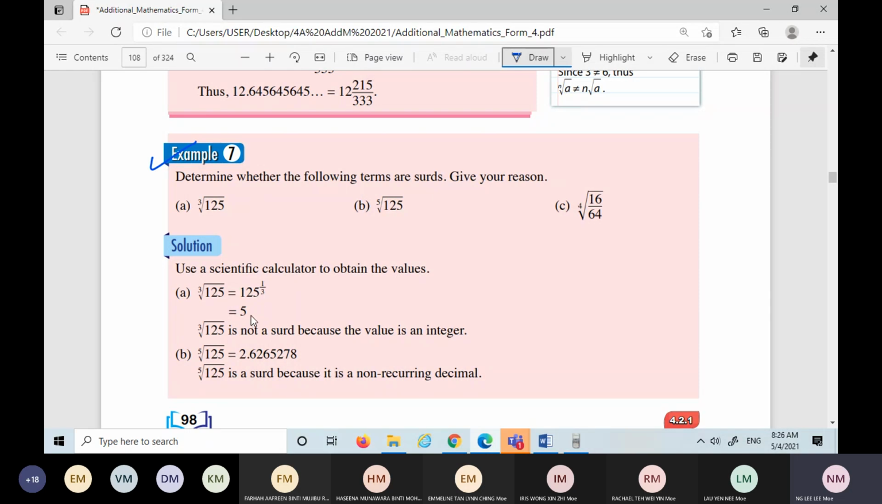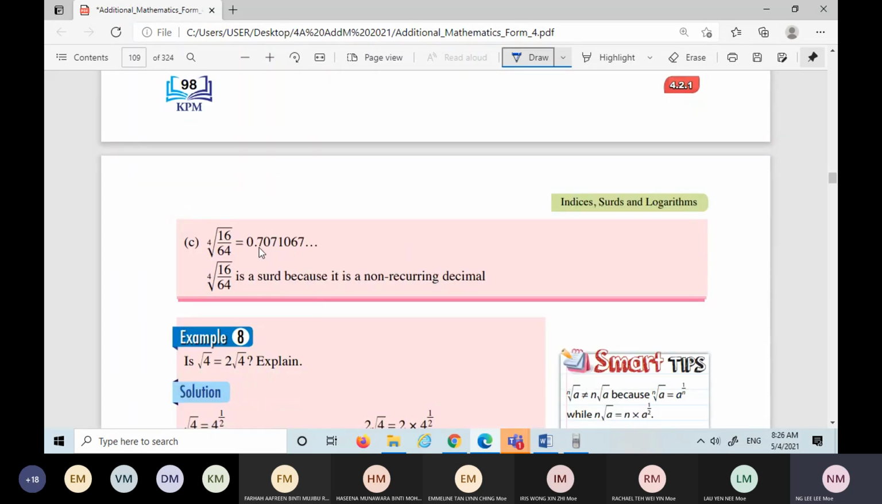After simplifying, if you get a decimal or integer, you just write the conclusion: not a surd, because the value is an integer. Because you have to give a reason, you have to write the reason. Like this example, when you press the calculator, this is what you get. Then you say this is a surd because this is a non-recurring decimal. How about C? When you press the calculator, same thing, you get a non-recurring decimal. Then you say this is a surd.